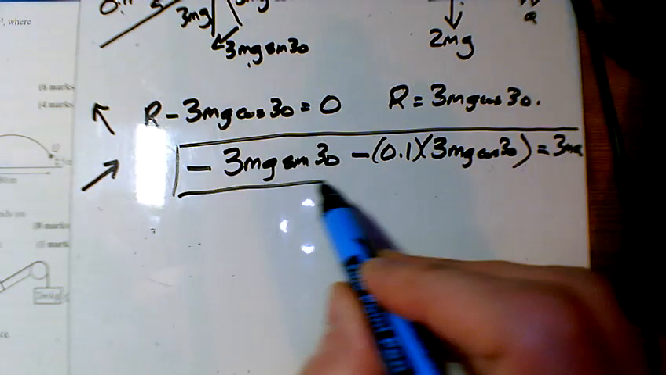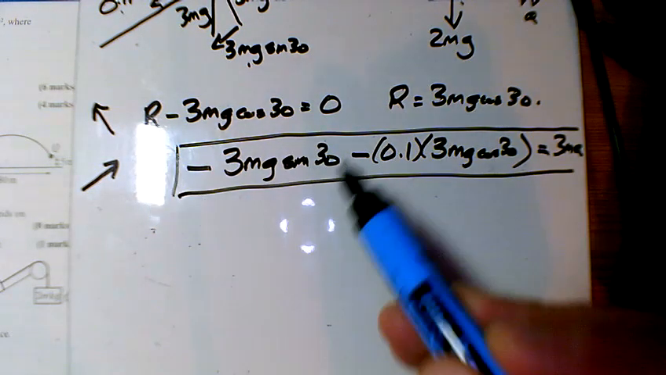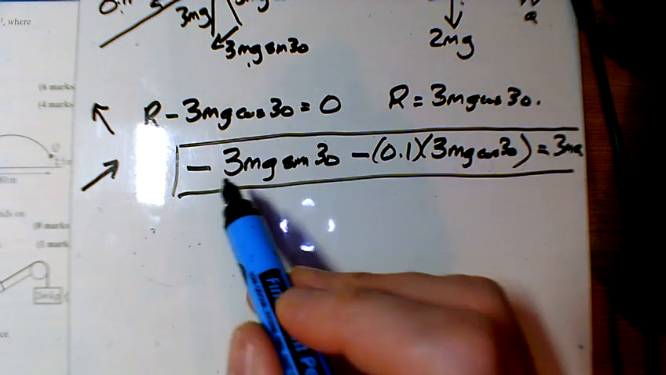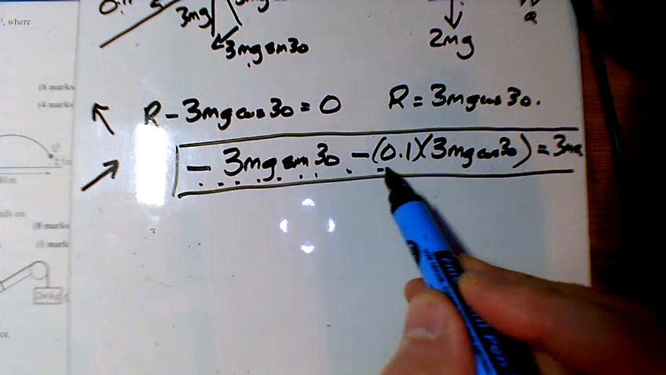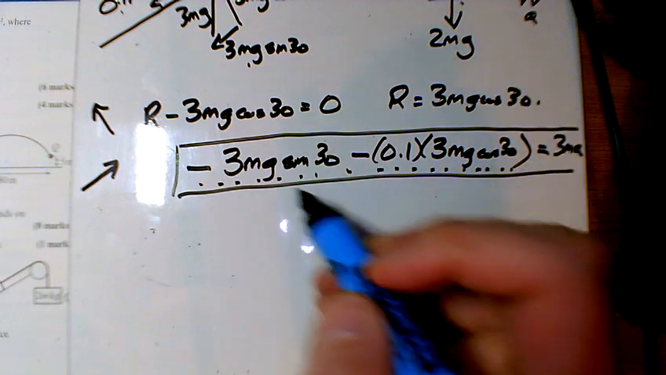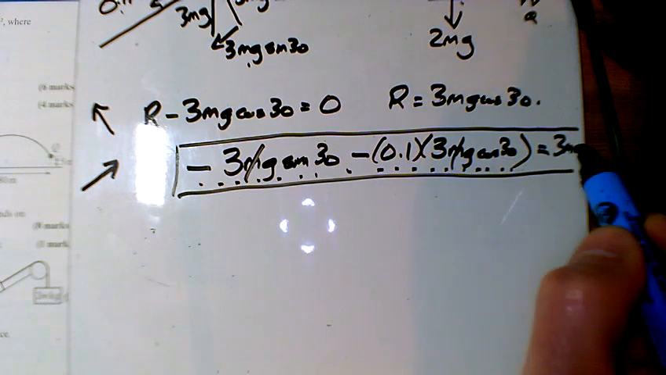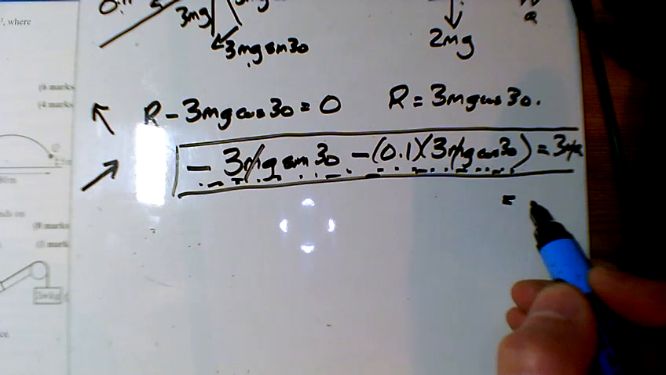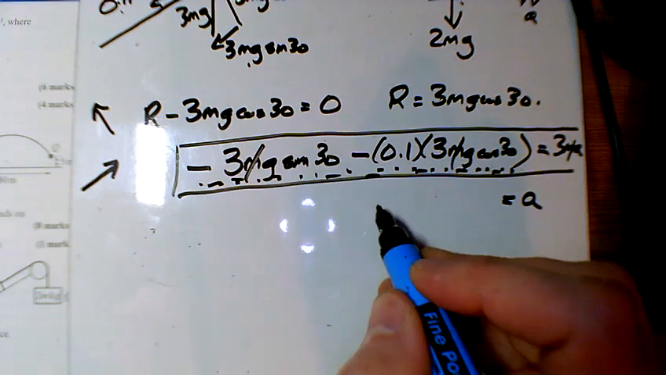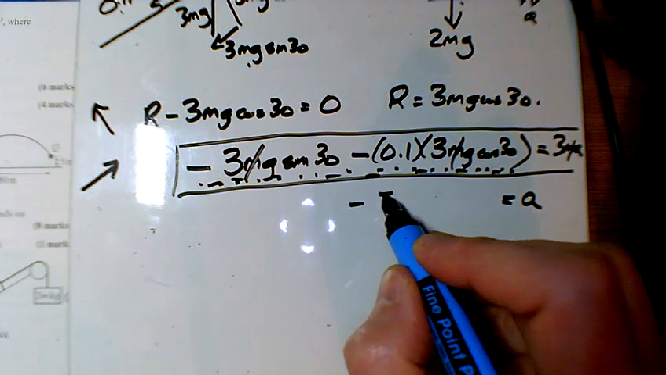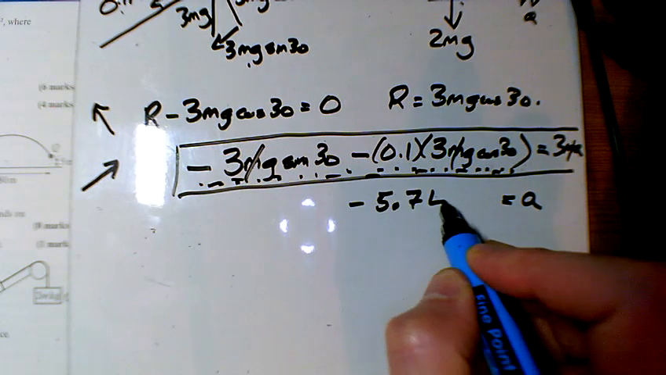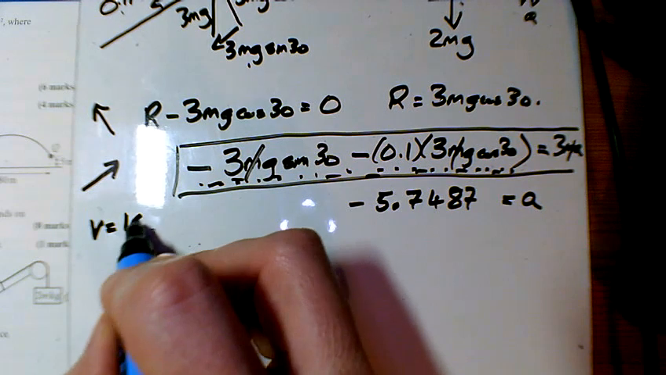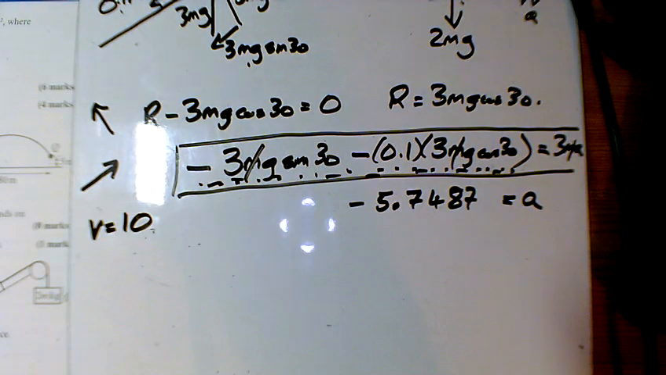This equation here, because there's no tension, it's not being pulled up the slope anymore. Here is how I can find my new acceleration. So all I can do is tap in all of this. I can, well, divide by m actually, can't I? There's no m's in all of that. I can tap in all of that and divide by 3. I can find out that the new acceleration here is minus 5.7487. We're told it starts at 10 meters per second because that's when this thing breaks.